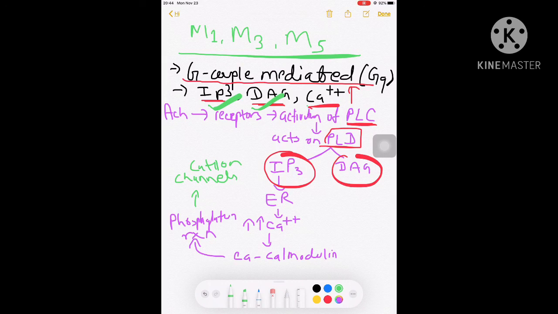Once depolarization occurs, for example in a smooth muscle cell, it leads to contraction of that muscle, and in a glandular cell, depolarization leads to secretions. So basically remember inositol triphosphate, DAG, and calcium dependent activity, and remember these are second messenger systems. Next we'll discuss how the M2 and M4 receptors work.